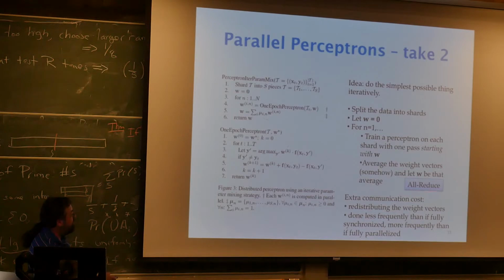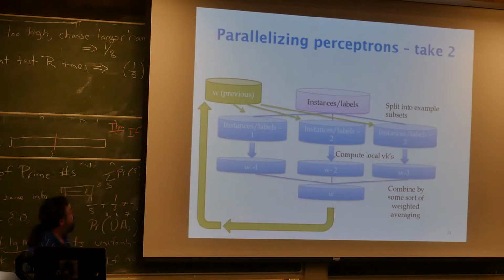There's an operation called all reduce, which is used in settings like this. It's commonly used in these iterative machine learning algorithms. And here's a picture of that. We have the weight vector. It starts out as all zeros. We distribute it to everybody. They run one pass through. We average the weight vectors, and then we send it back and redistribute it again. Then we repeat, and we do that for some fixed number of rounds.